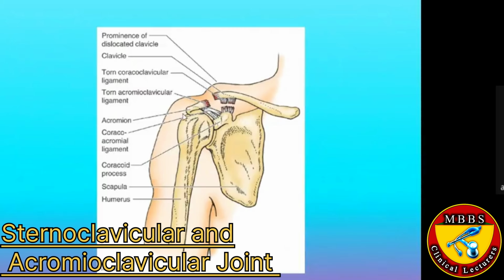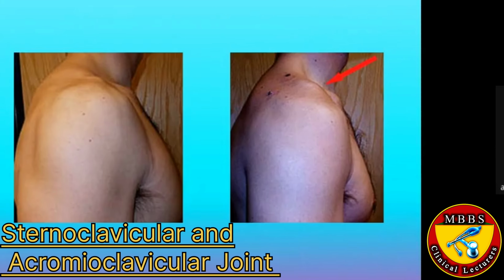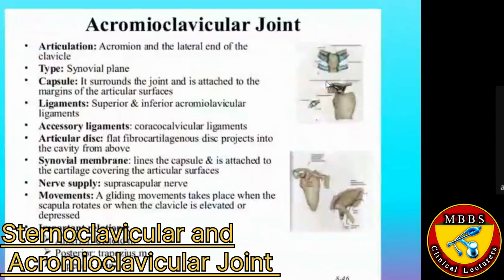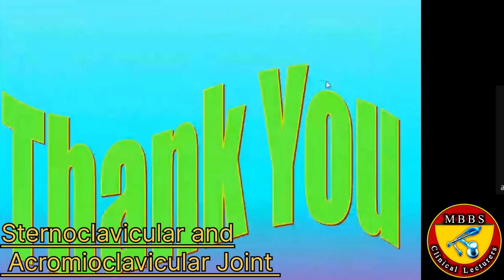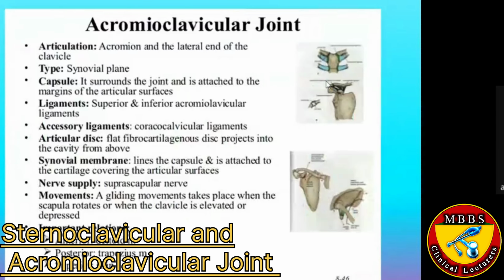Now you can see that this is the dislocation and there is an injury in both the ligaments, leading to the separation or dislocation of the joint in the third grade intensity. And definitely there may be swelling or pain which you can feel at the point. So now, coming to the summary of the acromioclavicular joint, we have seen that this is an articulation between the acromion process and the lateral end of the clavicle, and this joint is a synovial joint where plane gliding types of movements are possible.